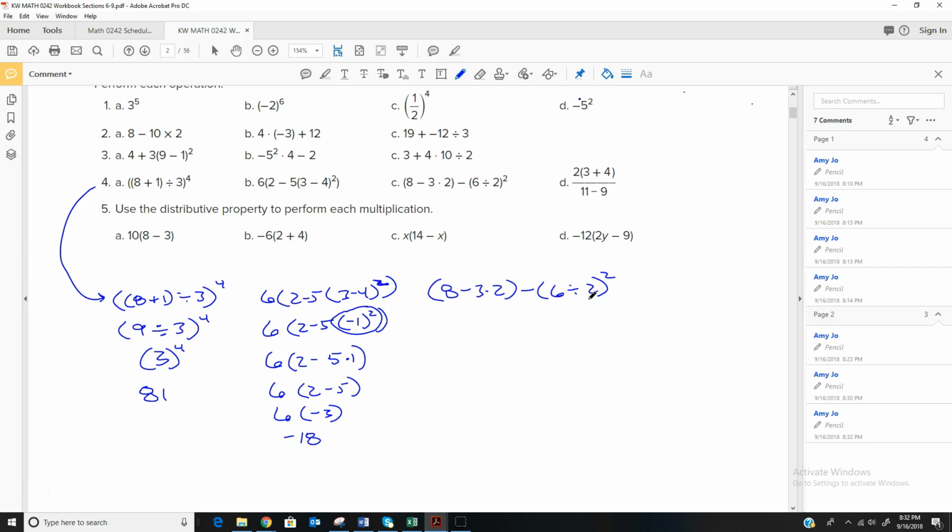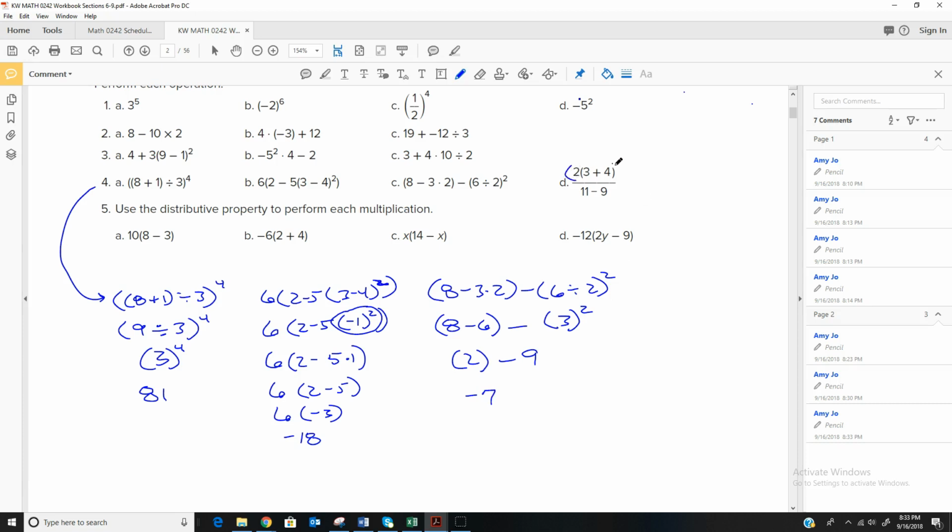Okay, so we're going to do the parentheses first. And it doesn't really matter, these don't affect each other, so we can do them at the same time. So I'm going to do the 3 times 2 in here first. So 8 minus 6, minus, I'm going to do this division, which is a 3 squared. Then the 8 minus 6 is going to give me a 2. And over here, I've got that parentheses done, and then I need to get rid of that exponent. So 3 squared is 9. So 2 minus 9, and then 2 minus 9 is negative 7.